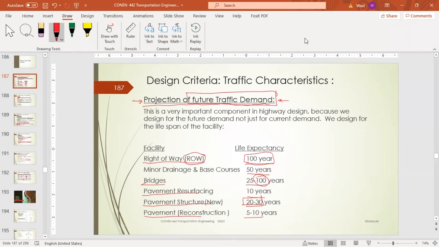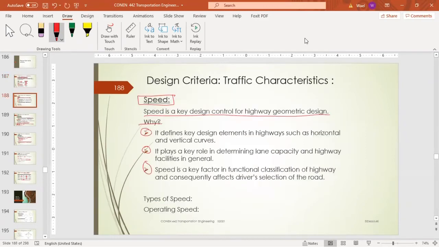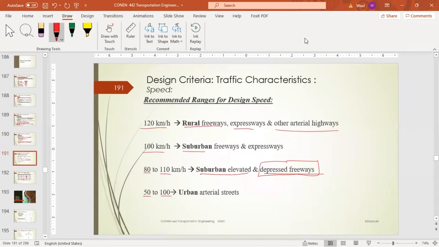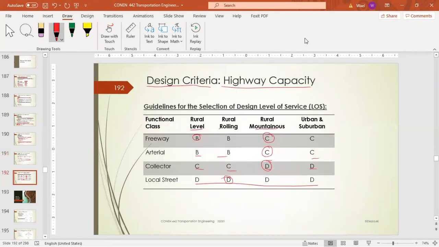That means when you open the highway now, after construction, it will be operating at A. But when the traffic demand starts growing, it will be D 20 years later, during the peak hour. So when this collector opens today, it is going to be operating at A.